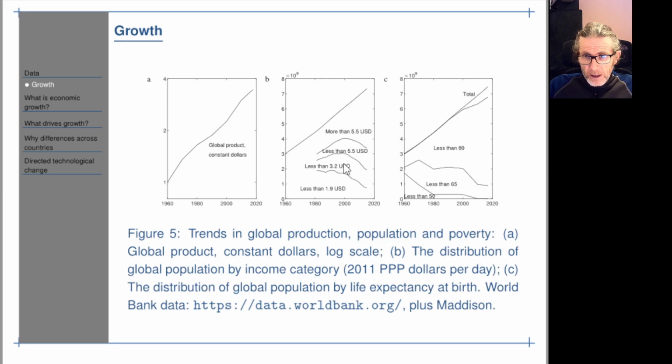Even more dramatic is the data on life expectancy. So back in 1960, there were 3 billion people on the planet in total. More than half of them didn't expect to live to 50. Now there's basically nobody who has a life expectancy at birth of as low as 50, and even less than 65 is only 1 billion out of 7.5 billion. So the vast majority of people expect at birth to live more than 65 years.